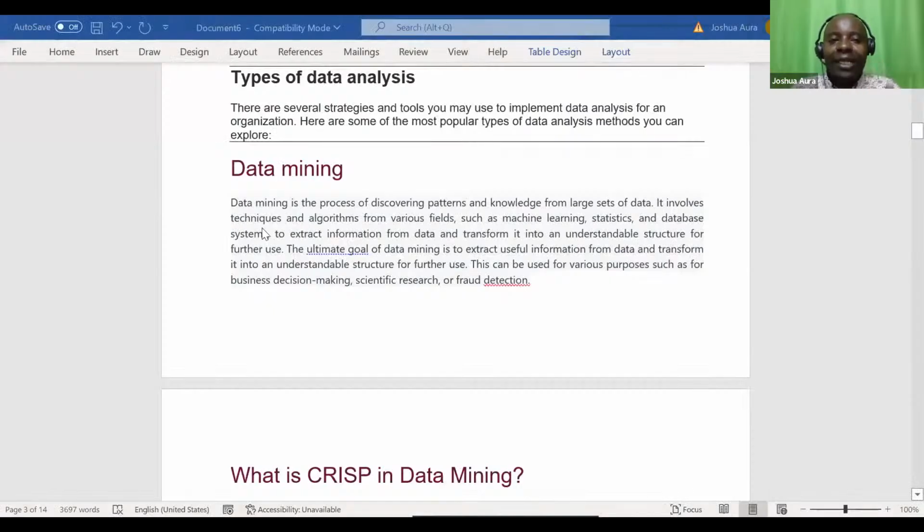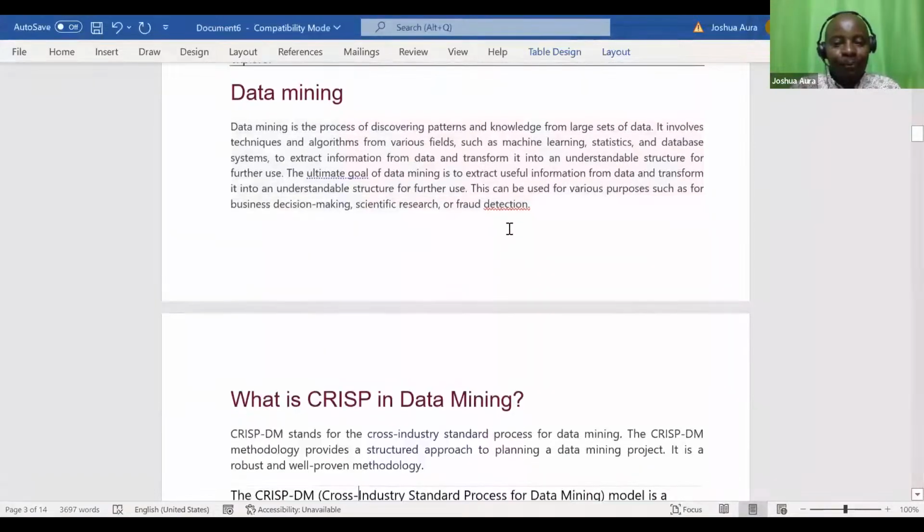So I'm repeating again that data mining is a process of discovering patterns and the knowledge from large sets of data. It involves techniques and algorithms. We shall be able to understand what algorithms are from various fields, such as machine learning, statistics, and database systems, to extract information from data and transform it into an understandable structure for further use. That is very important to me.